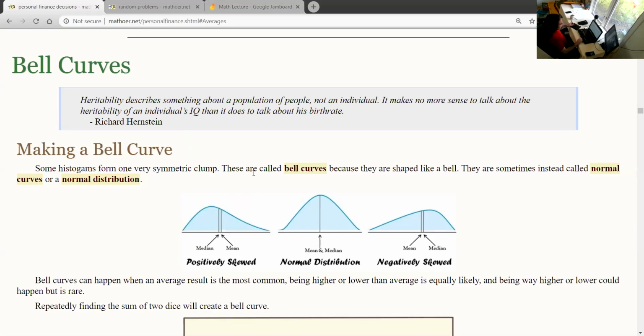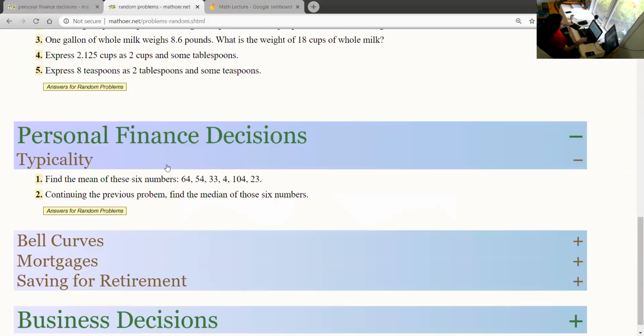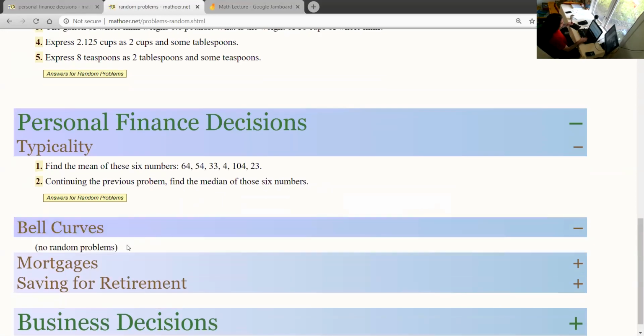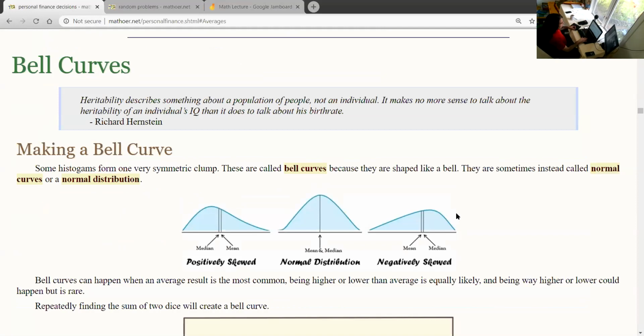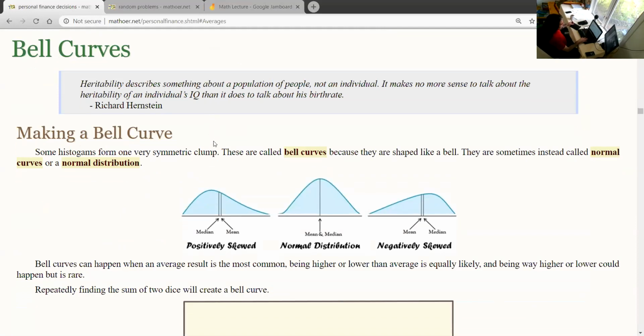Okay, the next topic is bell curves. If you look in the random problems, there's nothing for bell curves. This just doesn't work to make some random thing and ask you about it. So this won't be on the test, because these random problems, again, are the same problems used on the test. So here's a whole little section just about you being a well-educated citizen and person, and there's no problems on this. If that puts your mind at ease, then know that in advance.